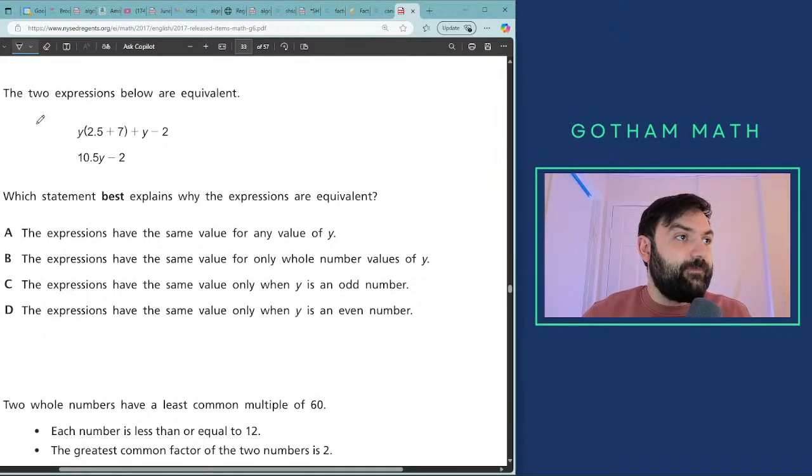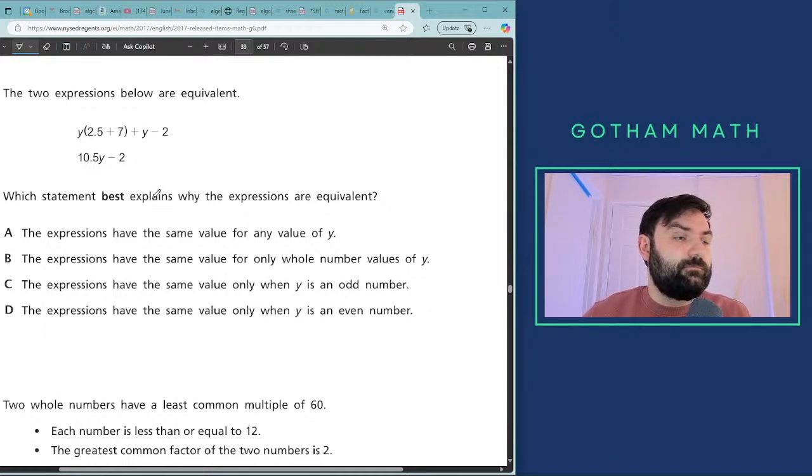Number 43. The two expressions below are equivalent. Okay, so this equals that. That's what they say. Which statement best explains why the expressions are equivalent? Ooh, interesting. Okay. The expressions have the same value for any value of y. The expressions have the same value for only whole number values of y. The expressions have the same value only when y is an odd number. The expressions have the same value only when y is an even number.